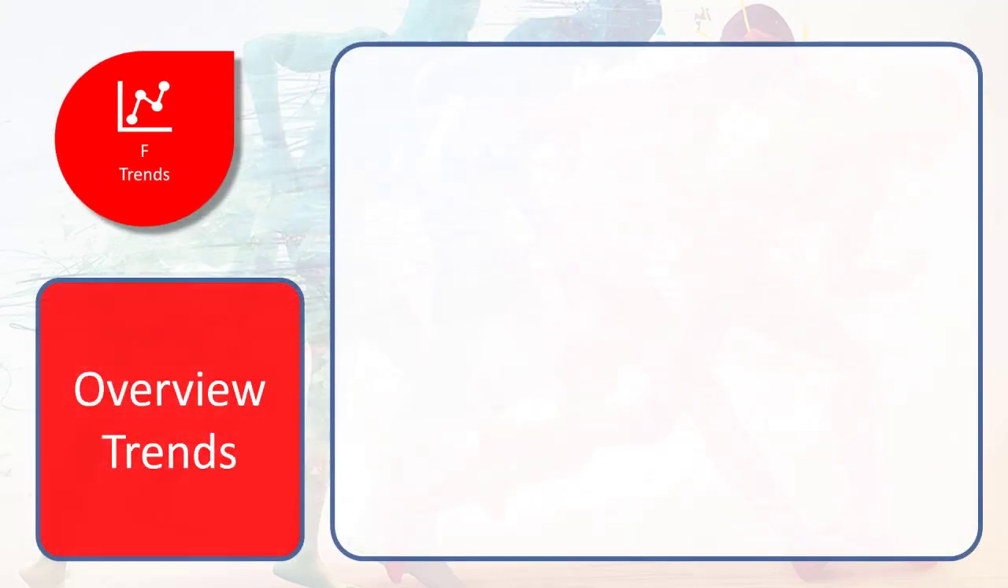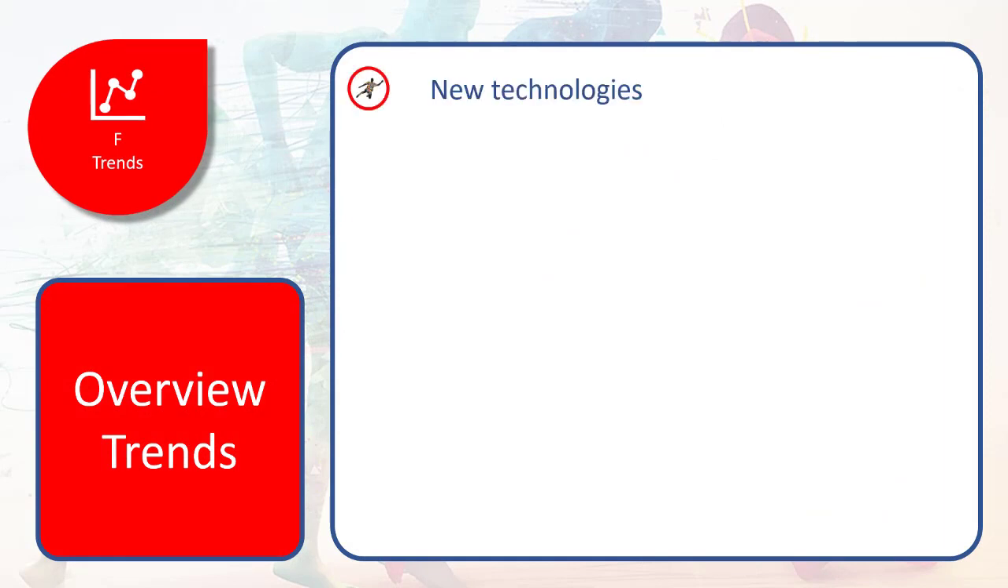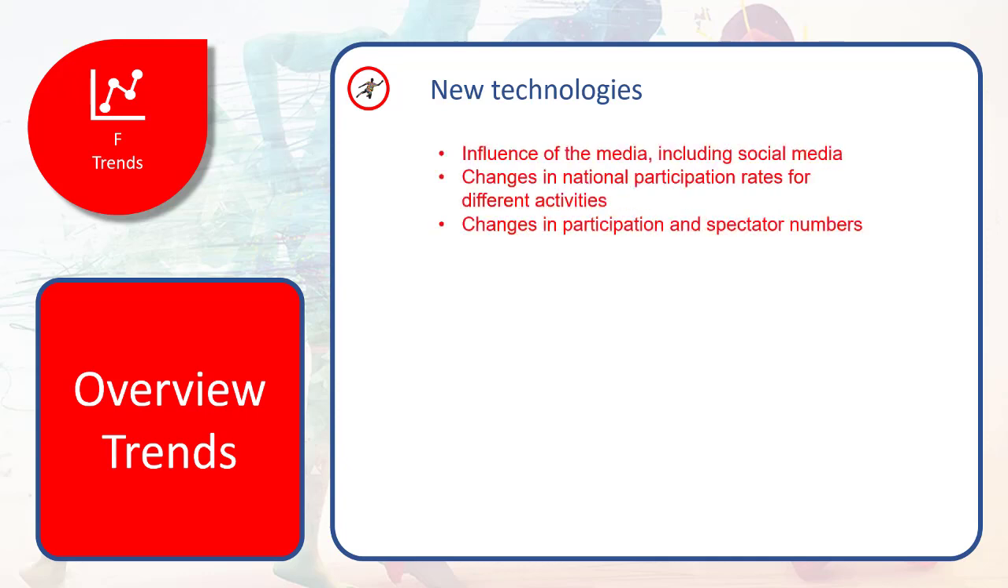And then lastly, we're going to look at trends. And what this means is the kind of developments that have taken place in society currently. So in this case, any kind of new technologies and how that impacts on things like participation. So there you can see the influence of the media, including social media. How do we use that to our advantage in terms of getting more people through our doors and spending money? What about the changes in national participation rates, and how is that having an effect on what we are offering? And you can see there are changing numbers of participation and spectator numbers as well. So we need to be aware of what's happening in the sport and active leisure industry in order to adapt to those changes to ensure that we keep customers and we can attract new customers.